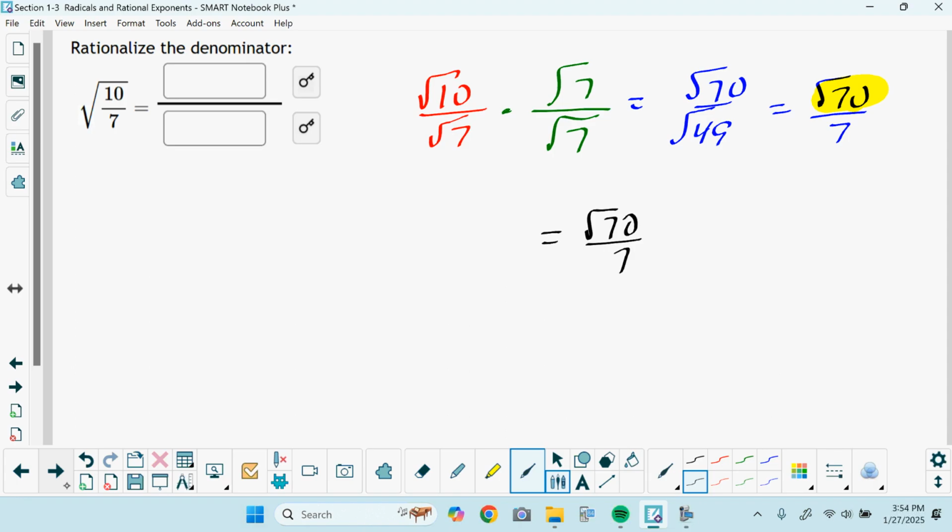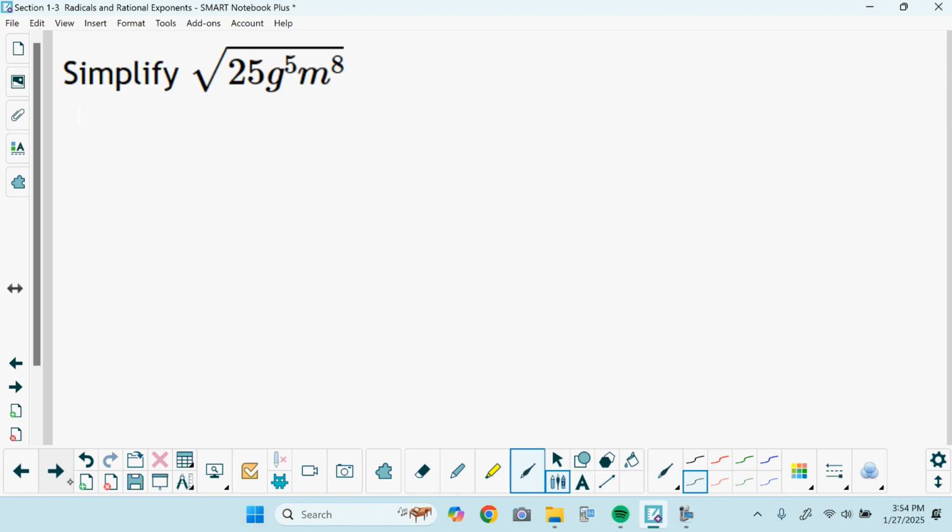All right. Now, simplifying radical square roots that have variables. So what I tend to do is I tend to split them. I tend to take care of my number, and then I tend to take care of my variable. Now, with this, the number just goes down to 5, because 25 happens to be a perfect square.